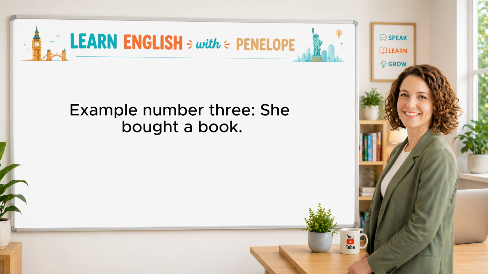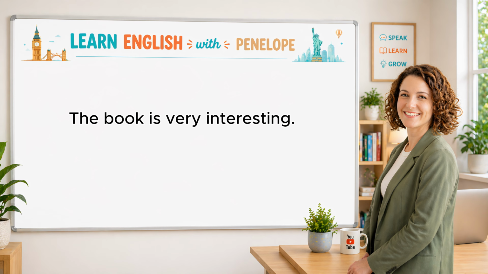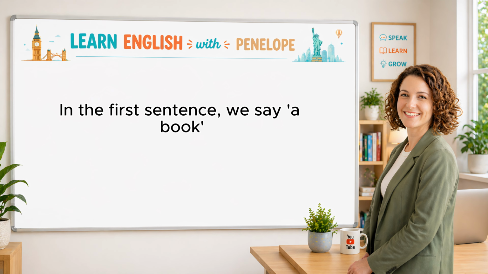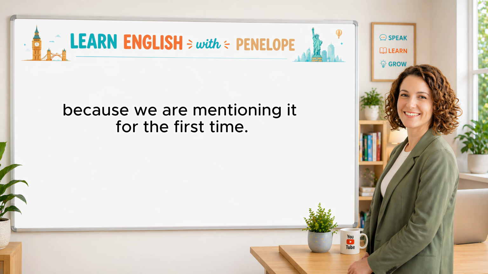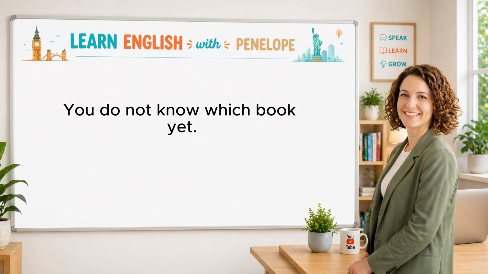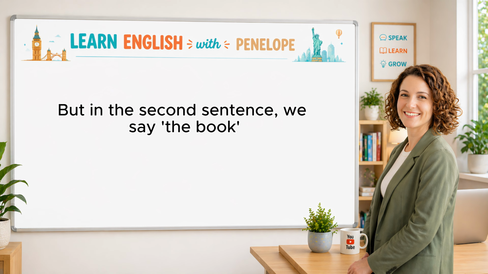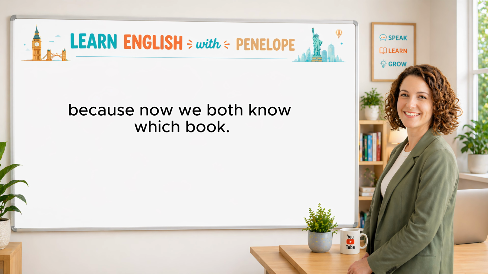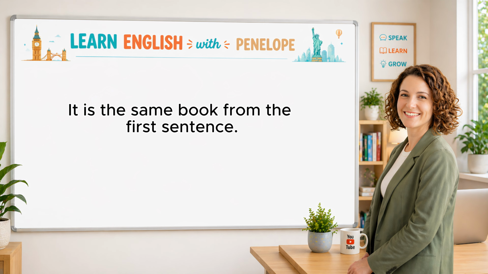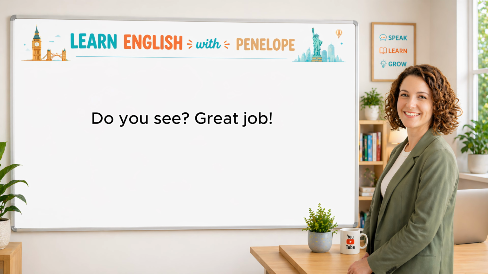Example number 3. She bought a book. The book is very interesting. In the first sentence, we say "a book" because we are mentioning it for the first time. You do not know which book yet. But in the second sentence, we say "the book" because now we both know which book. It is the same book from the first sentence. Do you see? Great job. That is a very important rule.